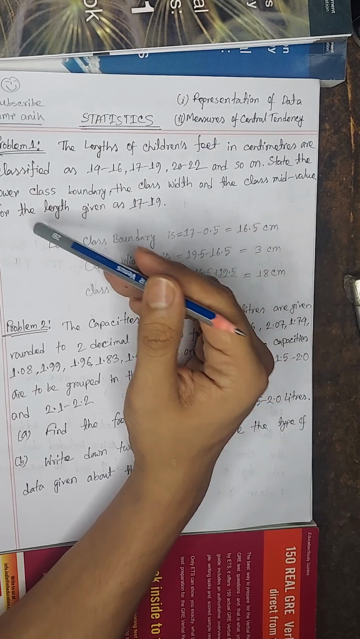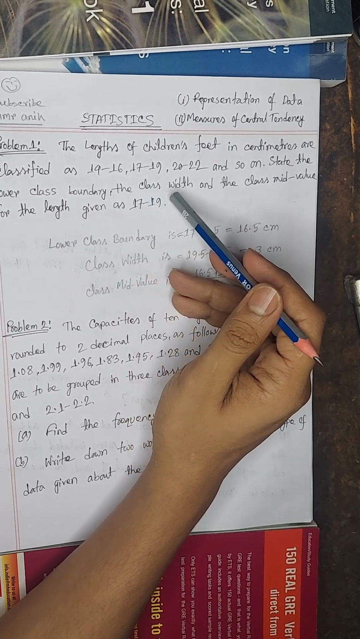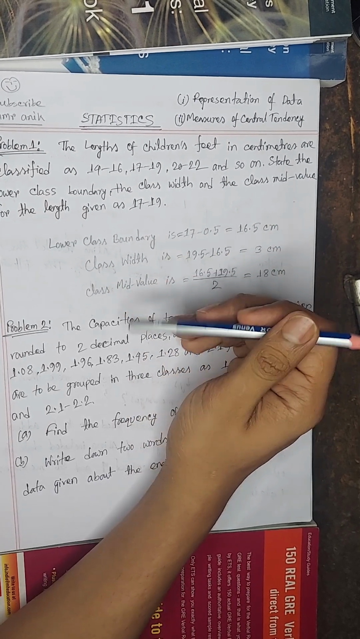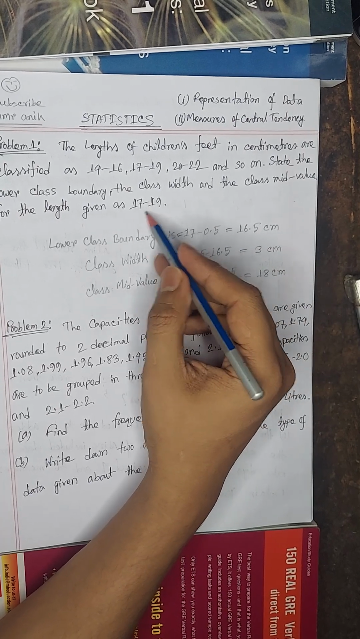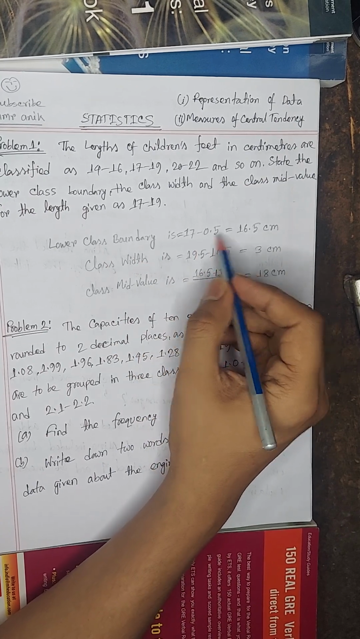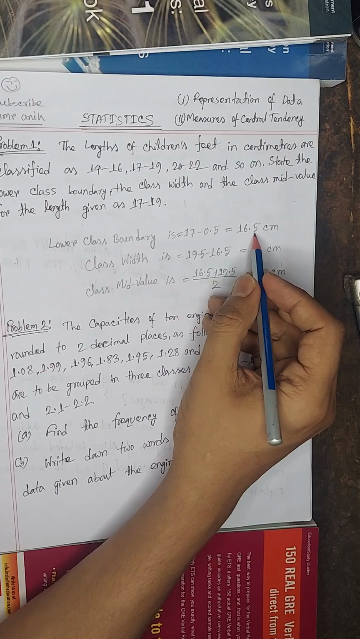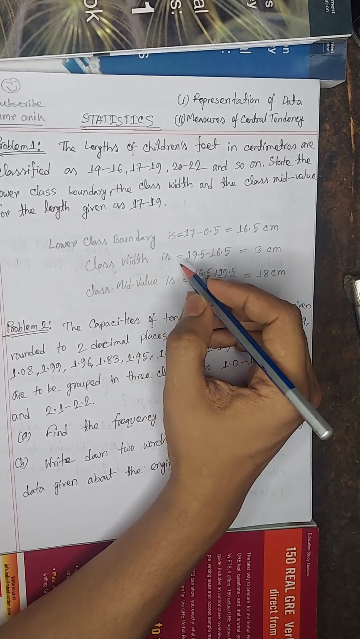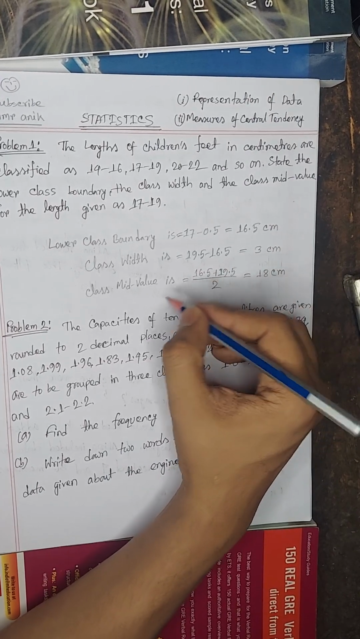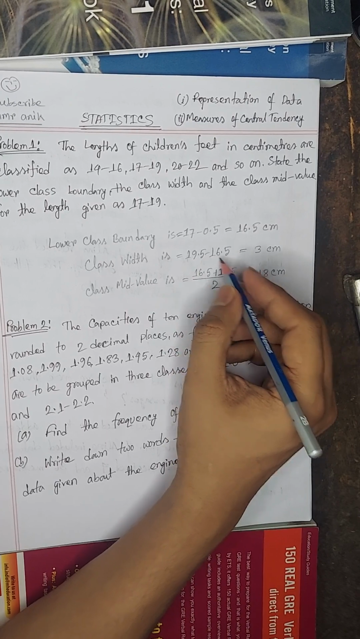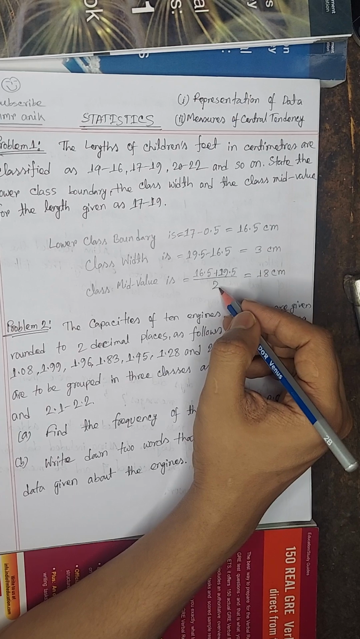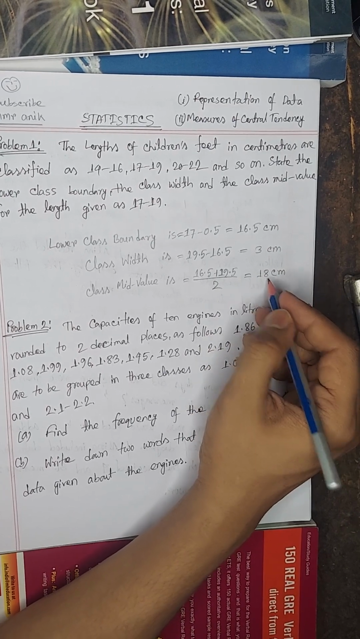So we have to state the lower class boundary, the class width and the class mid value for the length given as 17 to 19. For this length, the lower class boundary will be 17 minus 0.5, which is 16.5 centimeters, and the class width is 19.5 minus 16.5, which is 3 centimeters, and the class mid value is the sum of the lower value and the highest value, divided by 2, which is 18 centimeters.